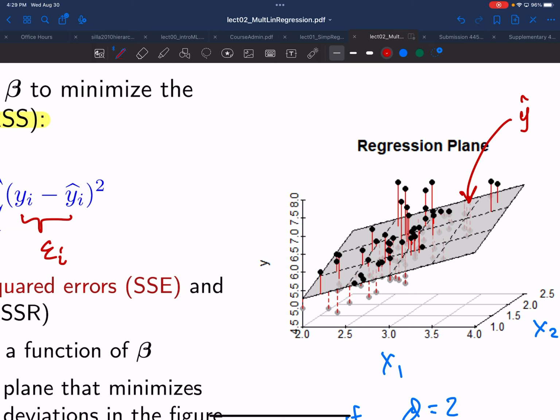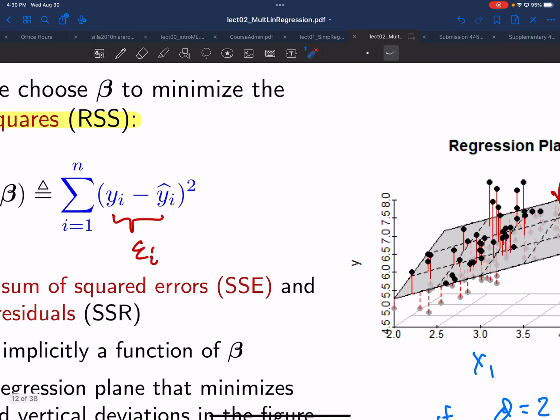So if you remember, y hat is the plane. The actual data are these black dots. And then epsilon i would be this little line here. As I move the plane around, it changes the length of the lines. If I move the plane really high up, then all the lines would be pointing down and they'd be very long. If I move the plane down, the lines get shorter. If I move it just right in the middle, I can minimize the sum of squared, the average squared length of the lines. That's exactly what we're trying to minimize.